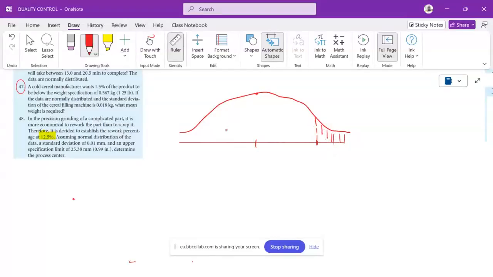Let's say now this implies that 100 minus 12.5. So this is the rate at which you are rejecting. Then we want to subtract from 100.